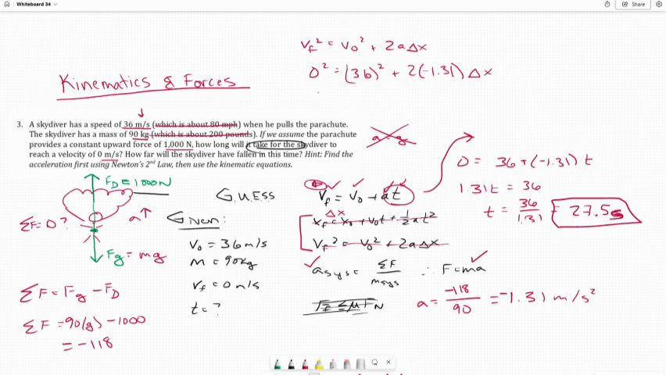So I'm going to go ahead and do some algebra here. So I got 2 times 1.31 delta x. I basically just added that to this side. I put the negative in front. We're adding it to this side. Is equal to 36 squared. So delta x is going to be 36 squared over 2 times 1.31. And if you don't like all that algebra at once, you can solve it a little bit longer if you'd like to. So 36 times 36 divided by 2 divided by 1.31.